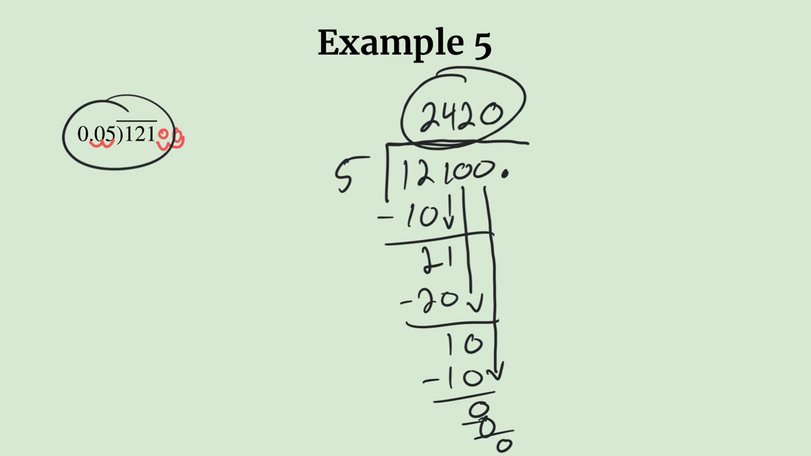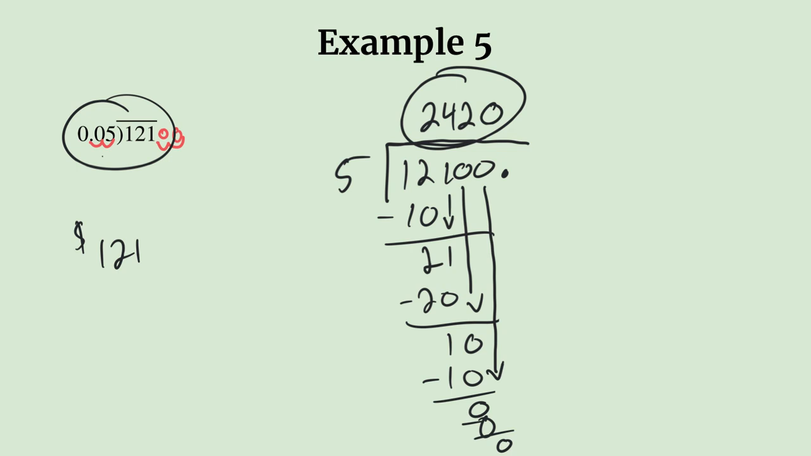So this problem, think of nickels. Basically, we're asking how many nickels go into $121. Well, how many nickels go into $1? 20, right? And then you multiply 121 by 20, which would get you 2,420.